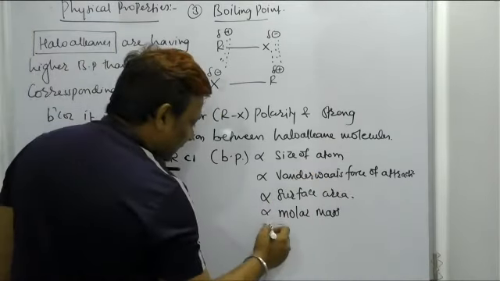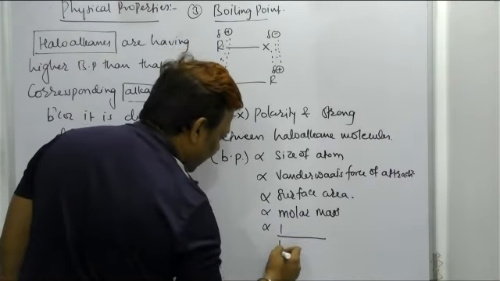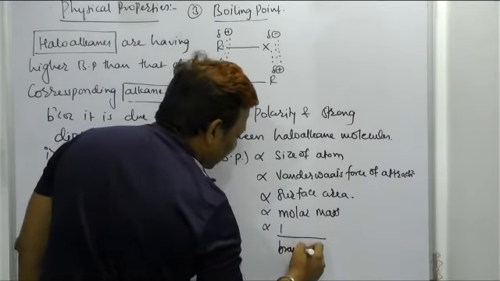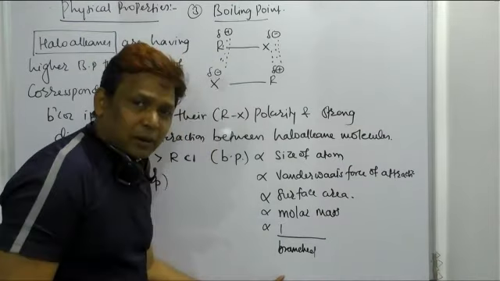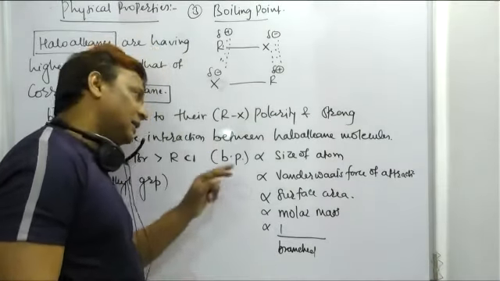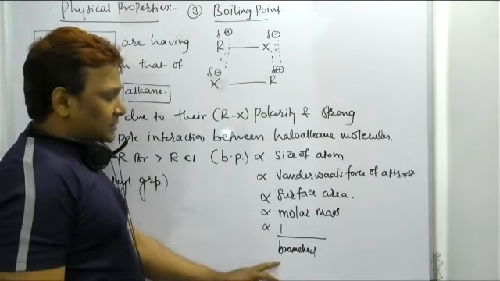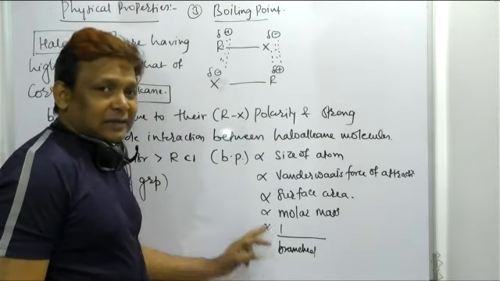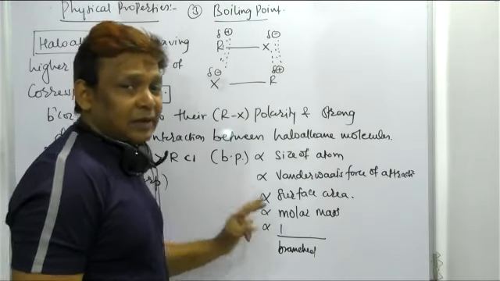That means the boiling point is inversely proportional to branching. If the compound has more branches, it has a lower boiling point; the fewer the branches, the higher the boiling point. We are going to see that in isomeric alkyl halides.